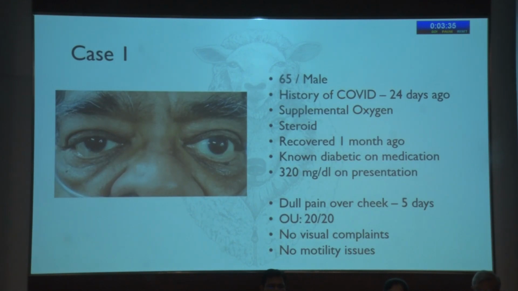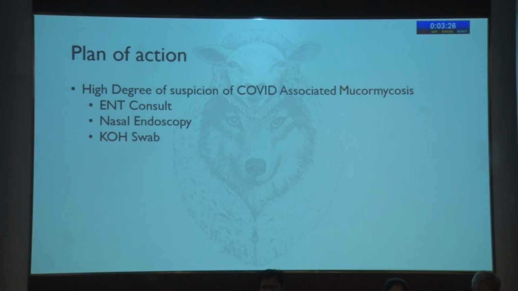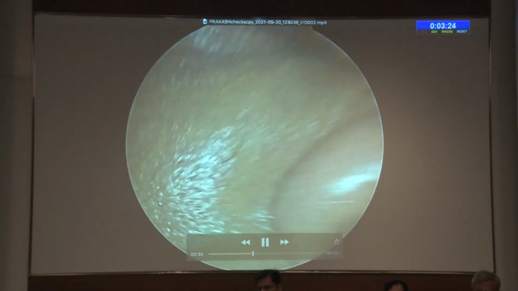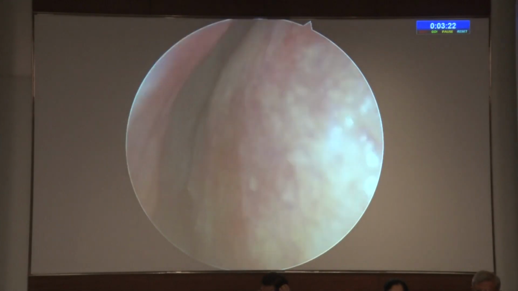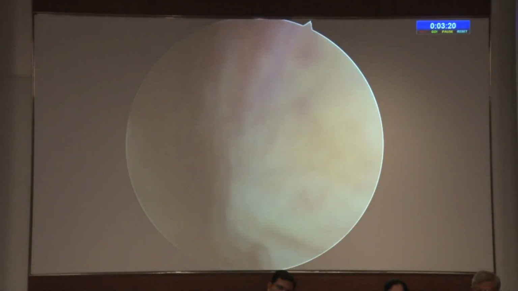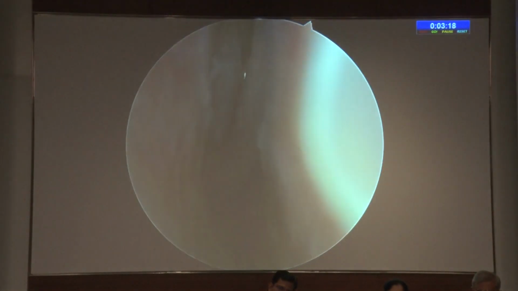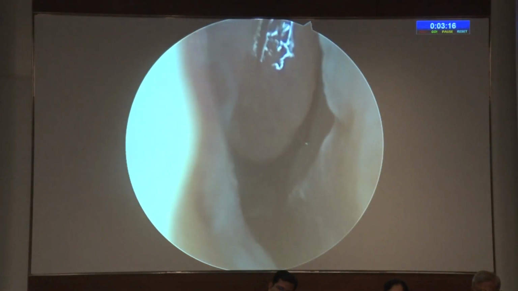This is a 65-year-old male with dull pain over the cheek for 5 days with absolutely no other visual complaints, recovered from COVID. An ENT consult was taken, a nasal swab was done, and this is the endoscopic video. Pristine, clear, healthy nasal mucosa with not a sign of even mild congestion.